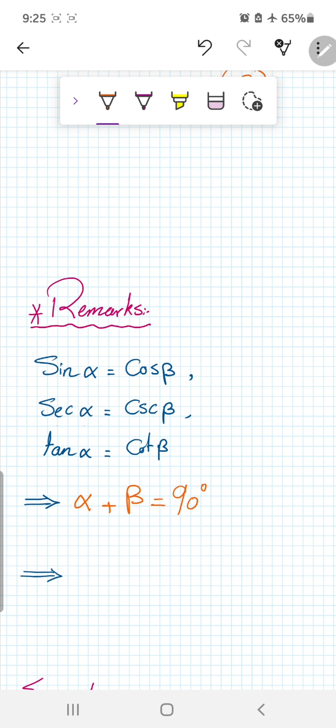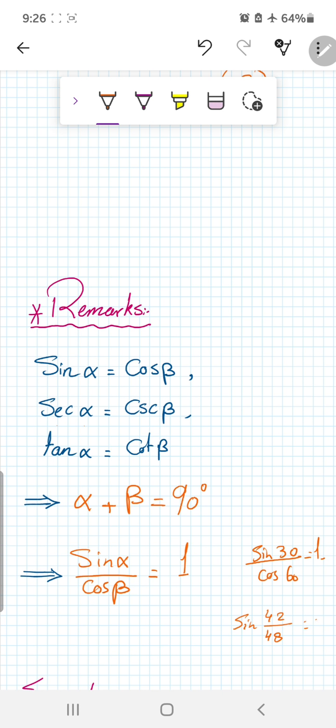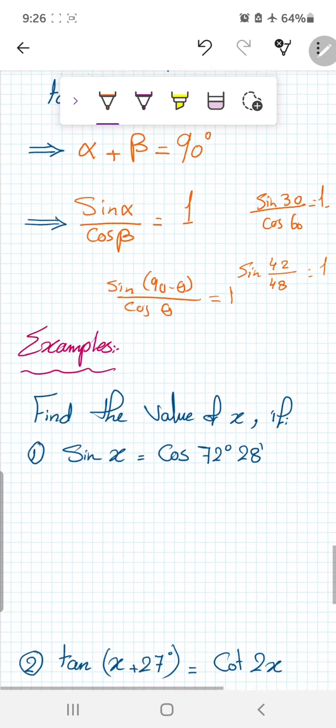Or if we have sine alpha over cosine beta equals 1, then sine of the angle over cosine of its complementary equals 1, like sine 30 over cosine 60 equals 1. Check in your calculator: sine 42 over cosine 48 equals 1. Sine of 90 minus theta over cosine theta, all of this, the result will be 1. Okay, we have some examples.